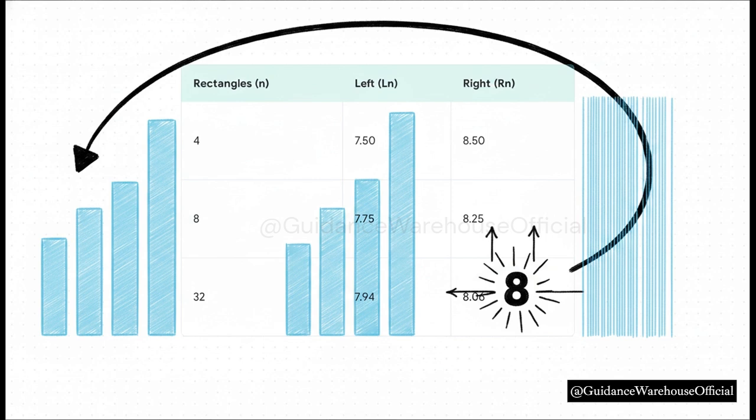The left estimate is 794 and the right estimate is 806. Both of these estimates are zeroing in, or converging, on the exact true area of the curve, which is 8. This convergence, this is literally the magical aha moment of calculus.